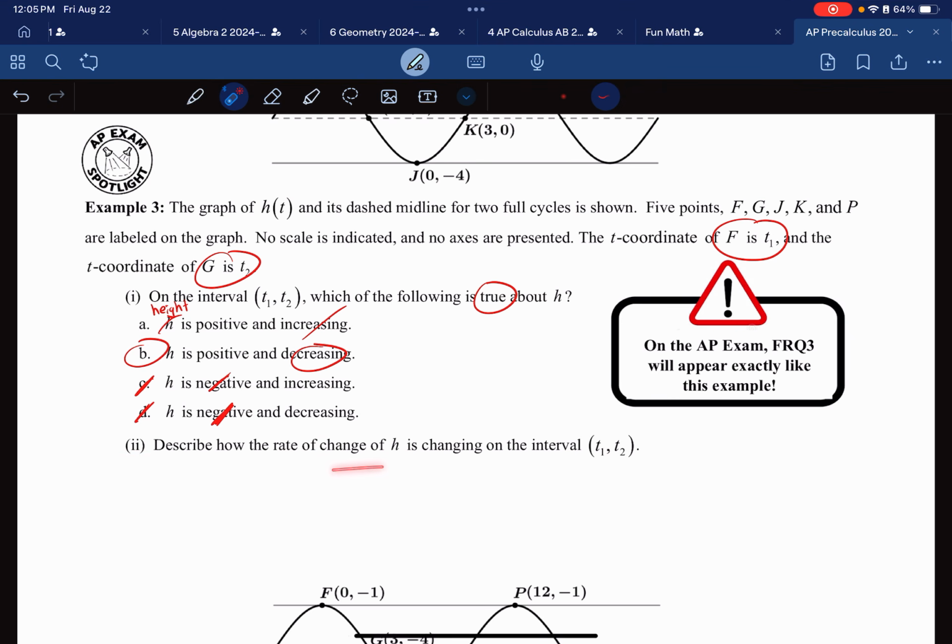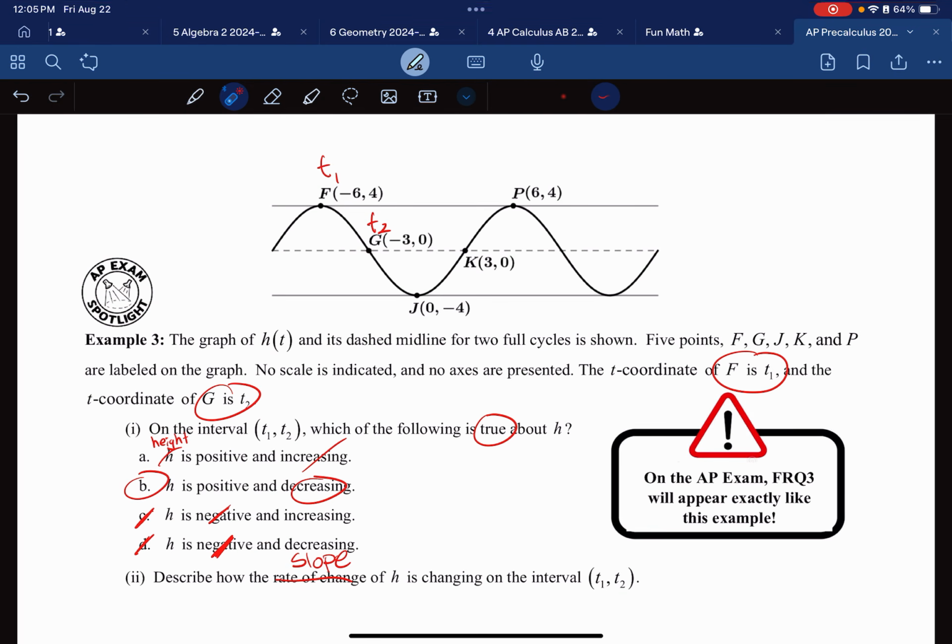Describe how the rate of change... ooh, I see the words rate of change. What do you do? You cross it off and change it to the word slope. Describe how the slope is changing between T1 and T2. What is the slope doing between here and here? Is the slope changing? Is it getting bigger or is it getting smaller?